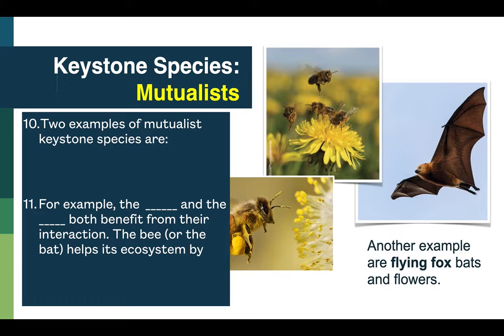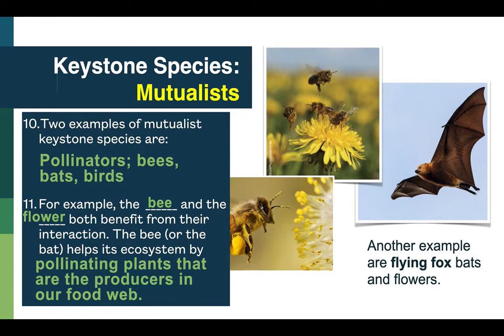So for the two examples, you could pick birds, you could pick bats, you could pick bees, but put two of them down. And then I'm just going to stick with bees. So for example, for number 11, the bee and the flower both benefit from their interaction because the bee pollinates the plants.